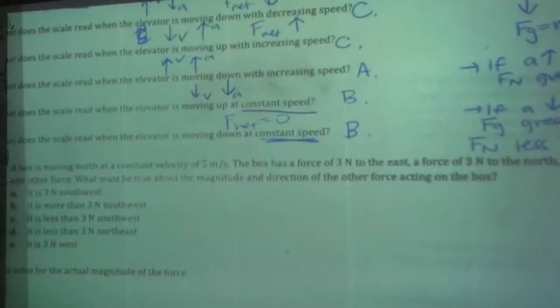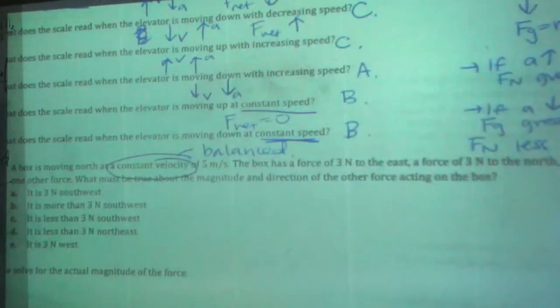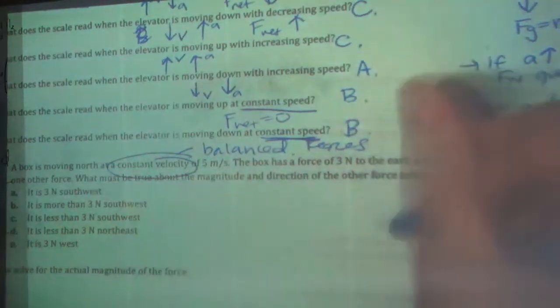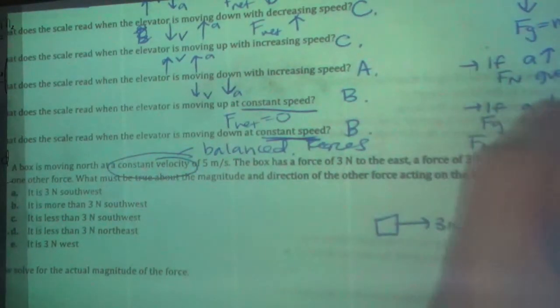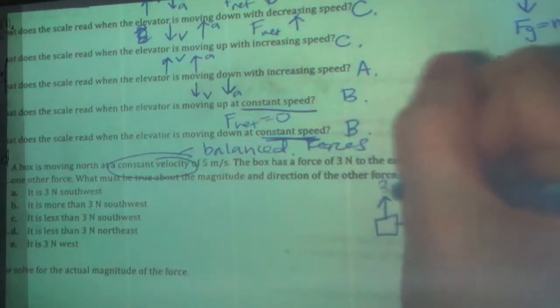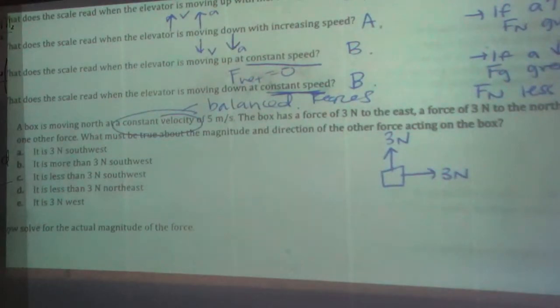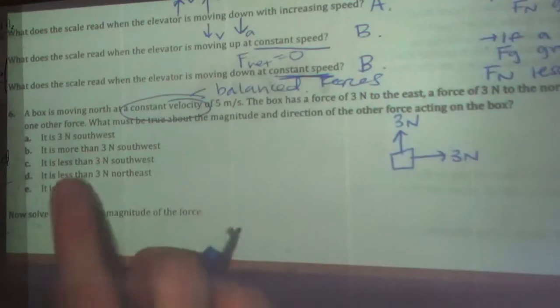Right, number 6, a box is moving north at a constant velocity of 5. As soon as you see constant velocity, if we're talking about forces, you should think and maybe even write out balanced forces. Balanced forces. All right, it says the box has a force of 3 newtons to the east. It has a force of 3 newtons to the north, and it only has one other force. What must be true about the magnitude and direction of the one other force acting on the box? So let's just think direction right now.